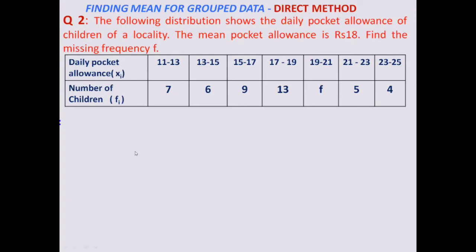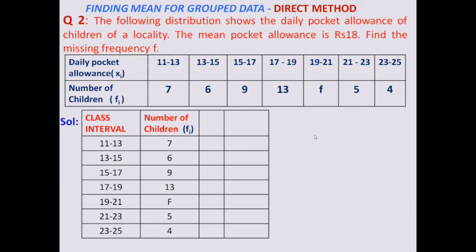Again we are going to solve this, starting with the solution part. We have to write this in vertical form again, and take 2 more columns extra. In that, we first find class marks, writing the mid value of the class intervals. So we have 11 and 13 here. The mid value of 11 and 13: 11 plus 13 is 24, 24 by 2 is 12. So we take 12. For the next one, 13 plus 15 is 28, 28 by 2 is 14.